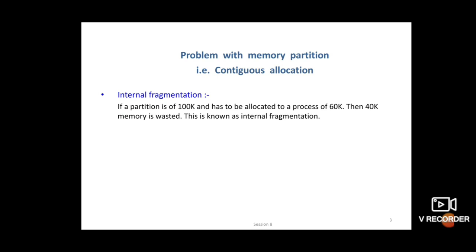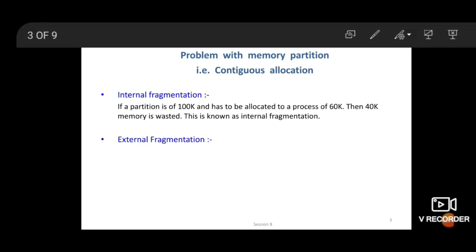Means students, the total size of the partition is 100K and the process size is 60K, then 60K is accommodated within this partition of 100K and 40K of memory is wasted. Okay. Now external fragmentation. Variable partition suffers from external fragmentation.